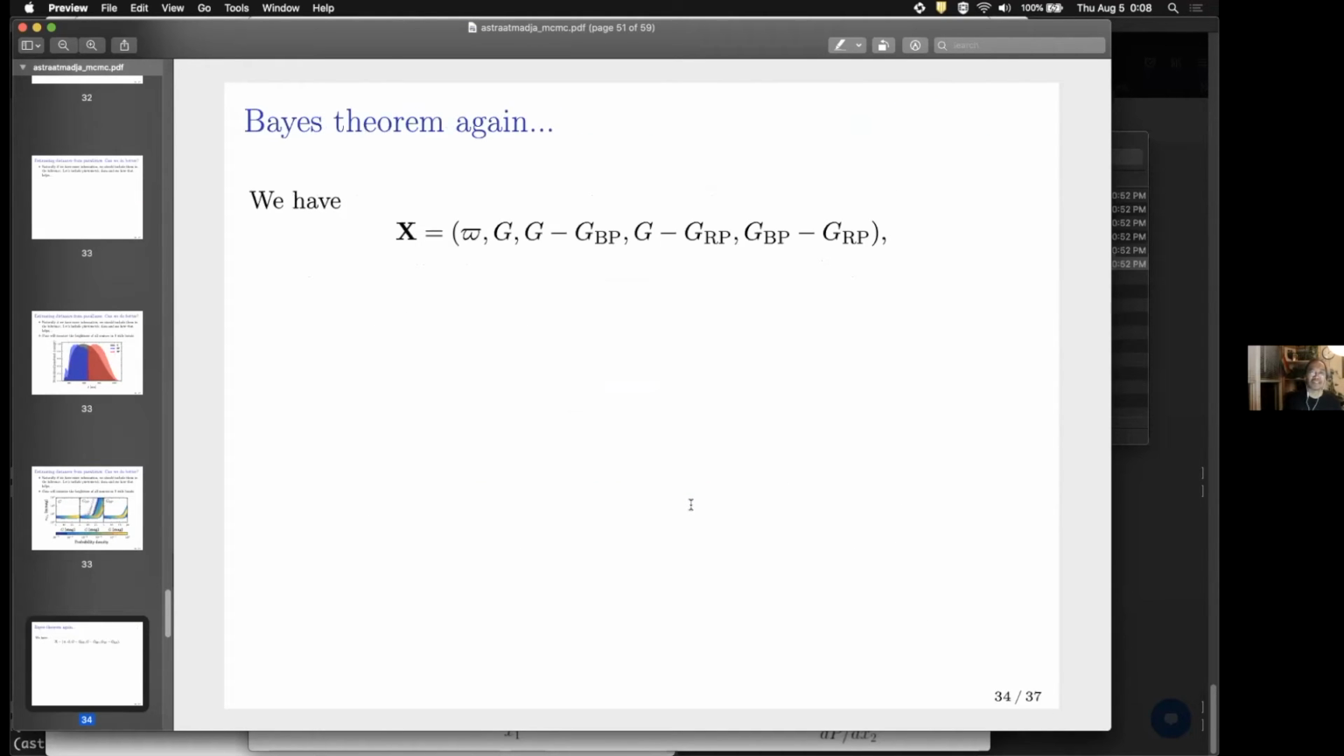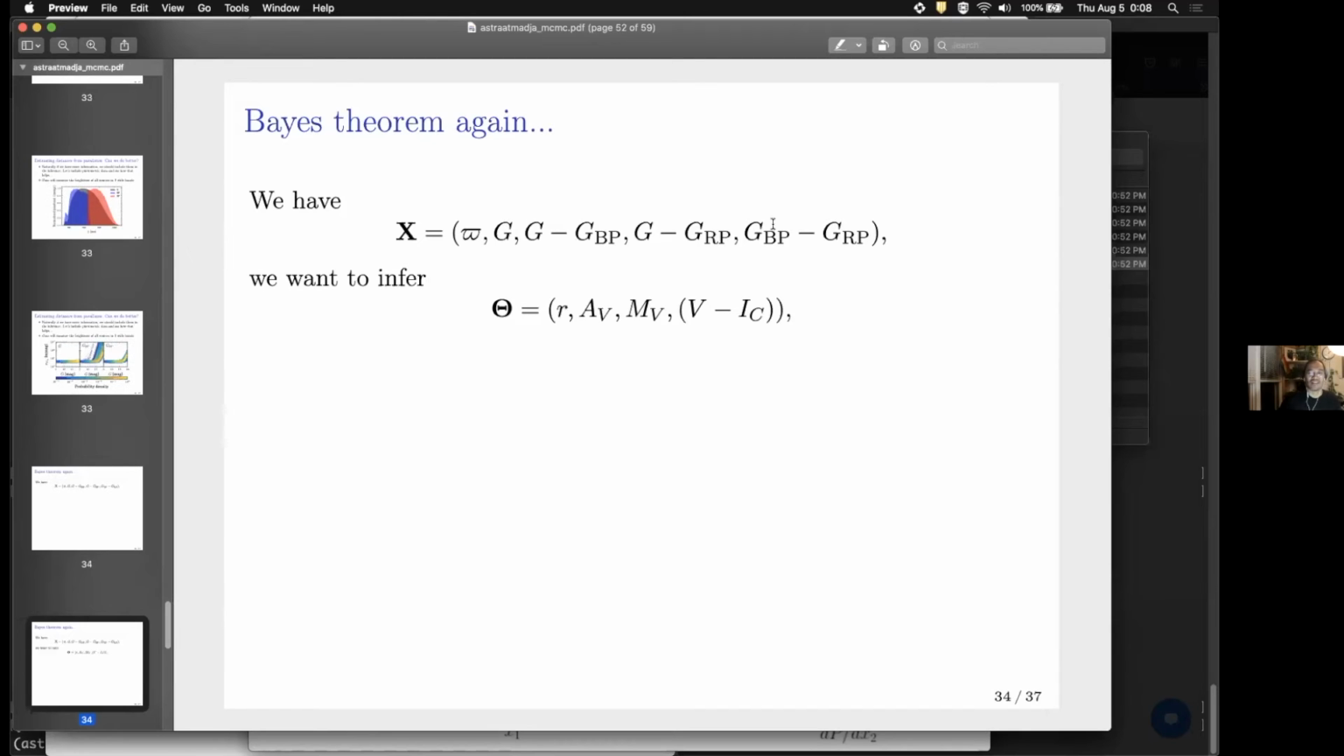So now our data is the parallax, the G band brightness, and also 3 colors that can be formed from these 3 bands. We want to infer not only distance this time, but also the line of sight extinction, the absolute magnitude, and the color, because all of this data also depends on these. So it depends not only on distance, but also on their position on the HR diagram.